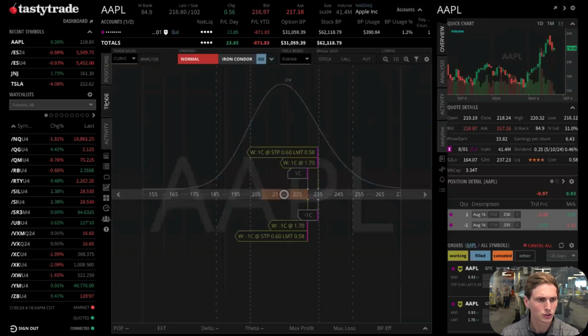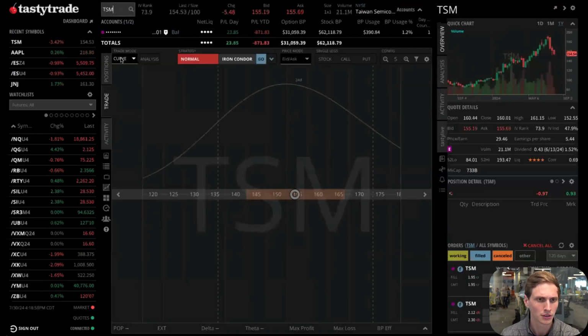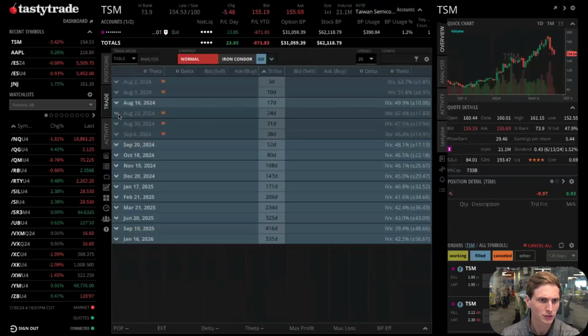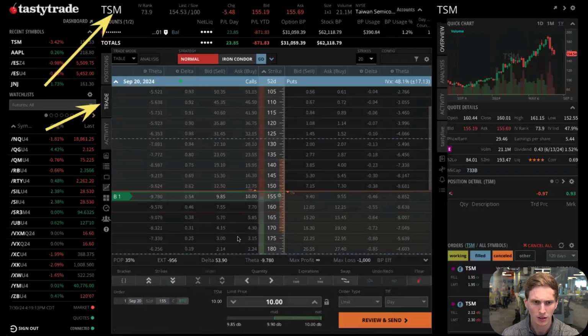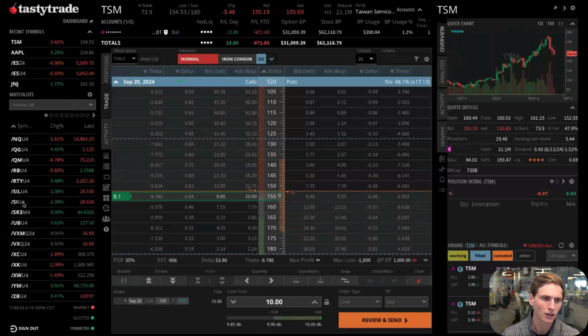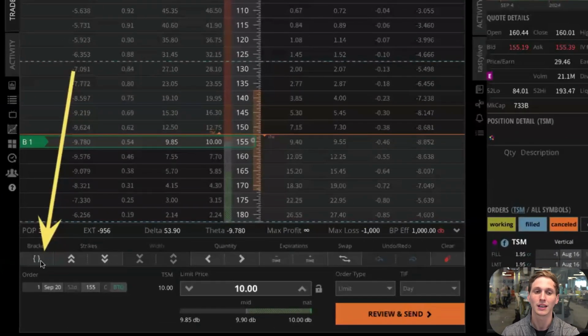And then I just want to show you one more thing. So maybe let's go to TSM here to just show a trade. We'll go back to our table mode here. So in trade, I looked up a different symbol. Maybe we'll trade the September 20th expiration. We will buy a call option. And so we had OCO orders, one cancels the other, but we also have OTOCO orders, which is one triggers a one cancels the other. And that's the bracket order button in the bottom left here.